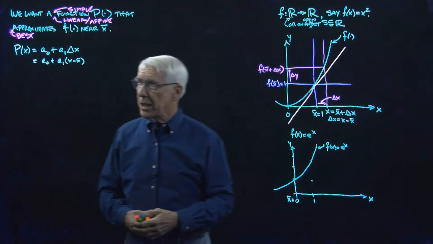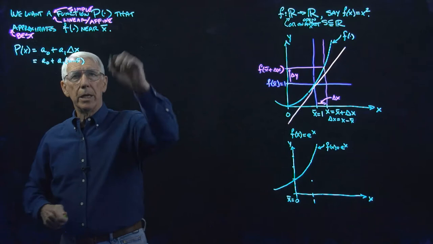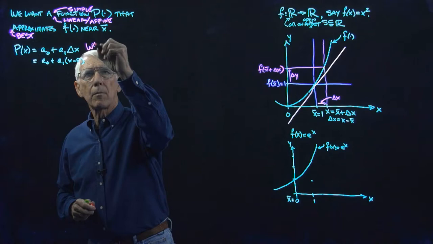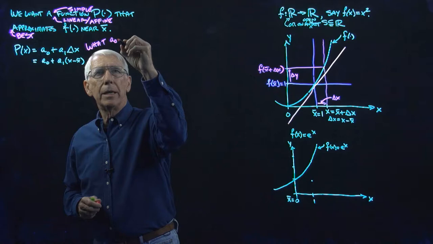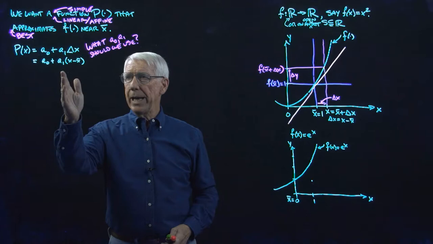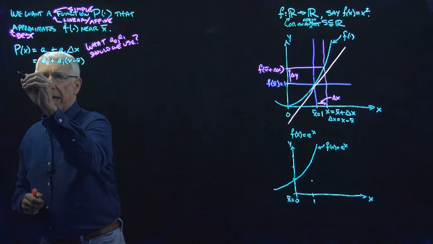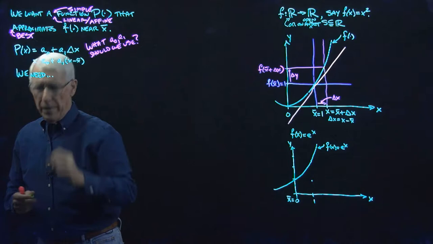So let's come back over here and let's say, what do we need to have for our a0 and our a1? So let me write that in a different color here. What a0 and a1 should we use here? What numbers should a0 and a1 be if p is going to reflect this line, or if p is going to be a best approximation to f? Well, it seems pretty clear that we're going to need to have p at x bar be equal to f at x bar.